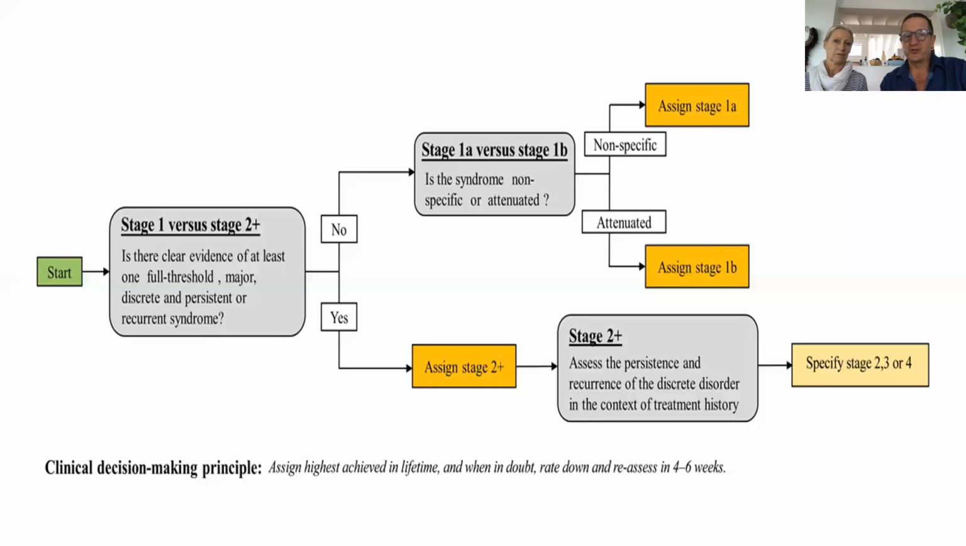Just a few rules. When we do stage people, if there's uncertainty, we stage down, not up. Another is once you develop a certain stage, you can stay in that stage, you can recover from that stage, but you can't go backwards.